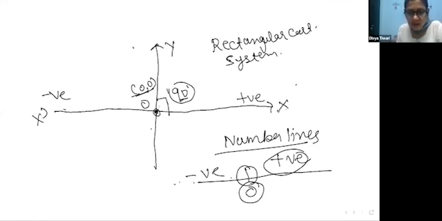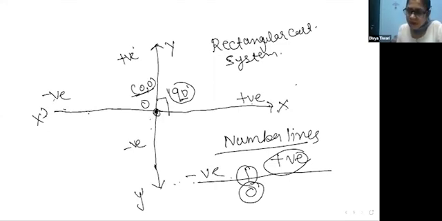In a similar way, if I go up from this origin, this O is known as the origin, then I would represent the positive values of y, and if I go down from this 0, I will represent negative values of y. Okay? So now I hope it is clear. Ox will represent the positive x values.